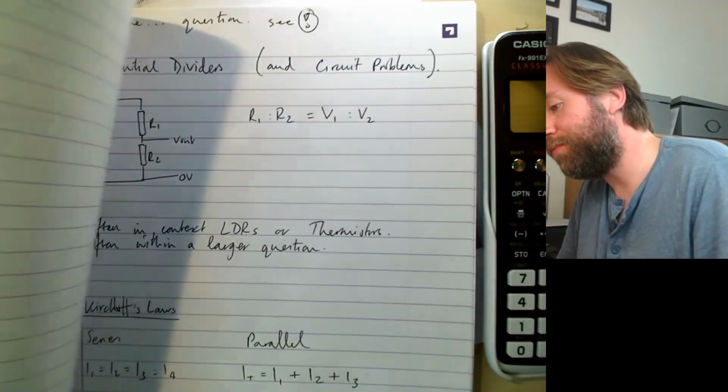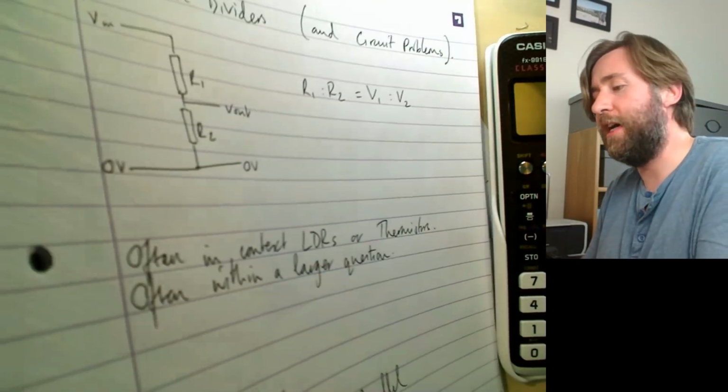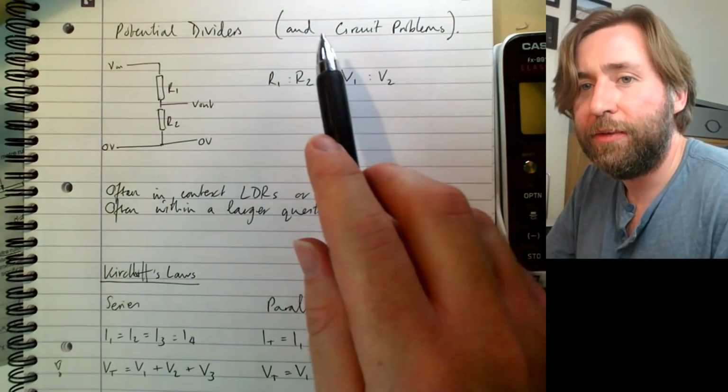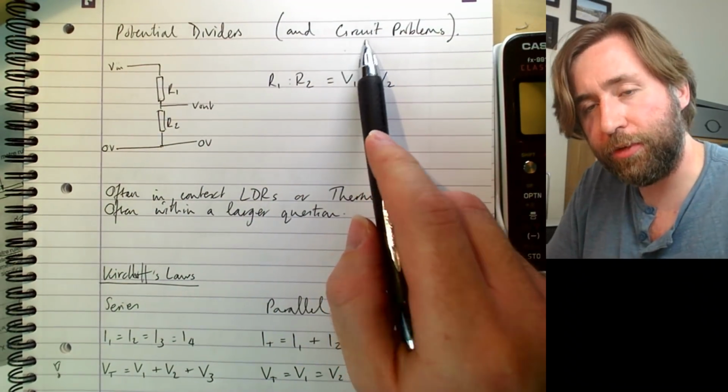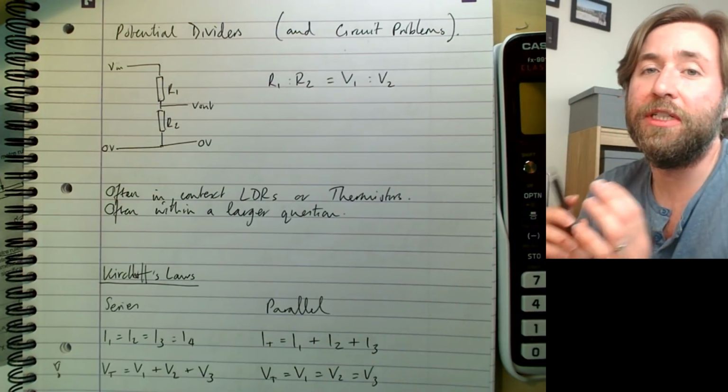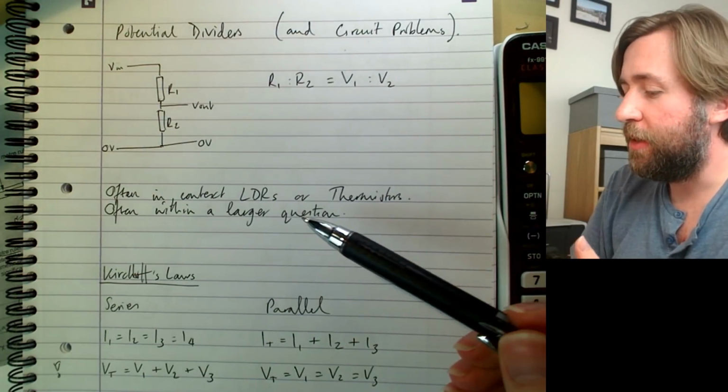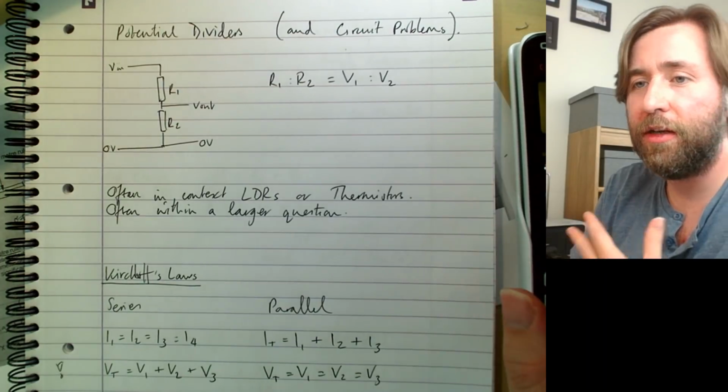Alright, I hope that was helpful. Next one is potential dividers and circuit problems, because you know what, potential dividers are really examples of circuit problems. And potential dividers are really straightforward, but the thing about them is they come up within larger questions, and it kind of catches people out.